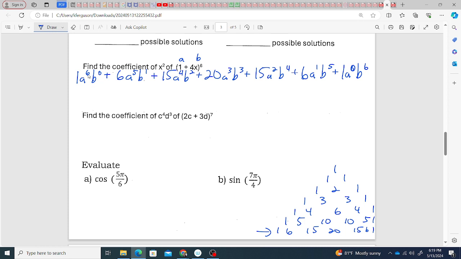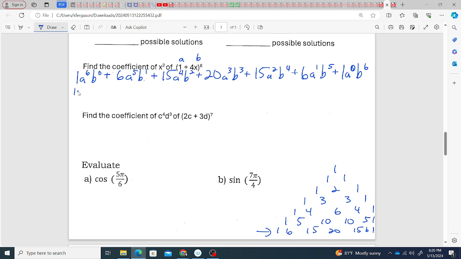Now look at what happens with these exponents. The exponents always add up to 6. So 6 plus 0, 5 plus 1, 4 plus 2, 3 plus 3, 2 plus 4, 1 plus 5, 0 plus 6. So now, if I'm thinking like this, I'm just going to plug and chug these values. Now I'm looking for x squared. So as soon as I find x squared, I can stop.